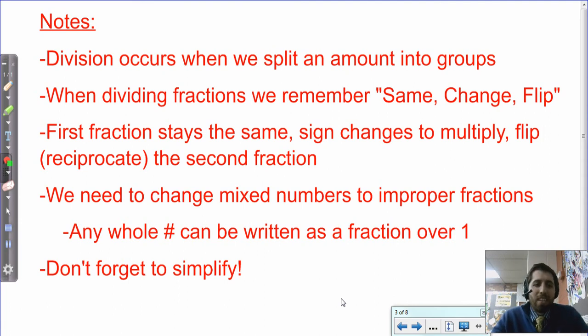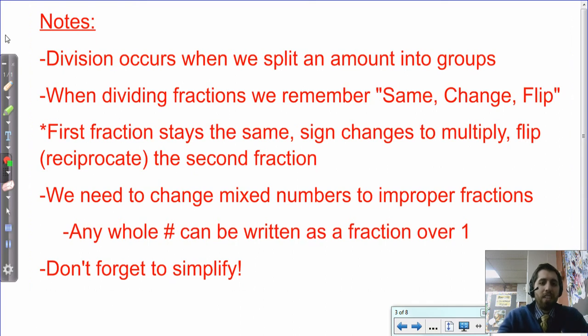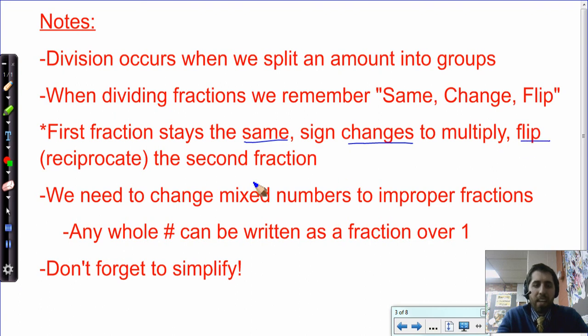The third one is that the first fraction stays the same. So we're explaining same, change, flip. Let's put a star here to make sure we all remember it. First fraction stays the same. The sign changes to multiply. That's the change. And then we flip the second number. Again, that's called the reciprocal. We reciprocate it.